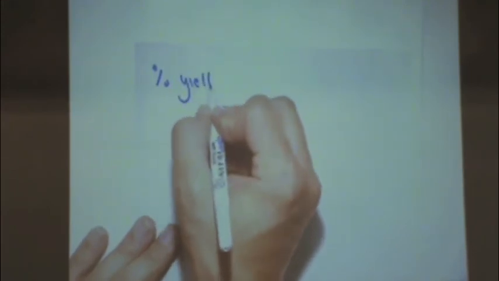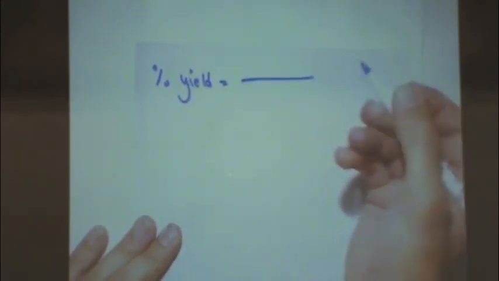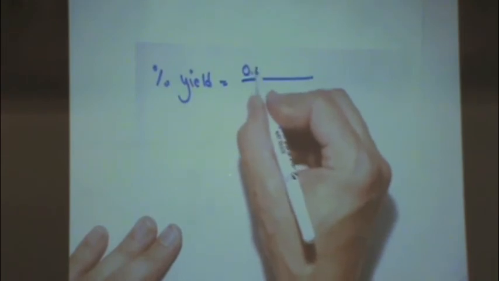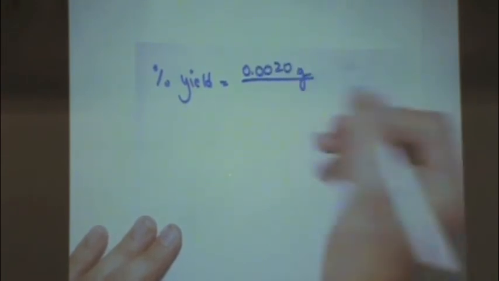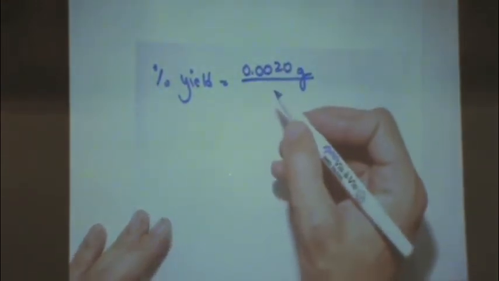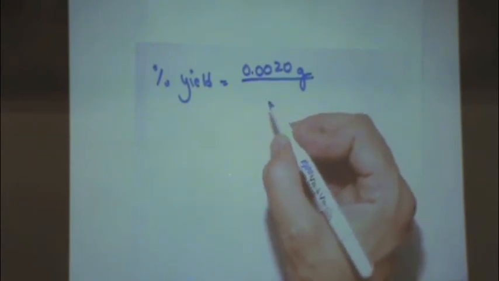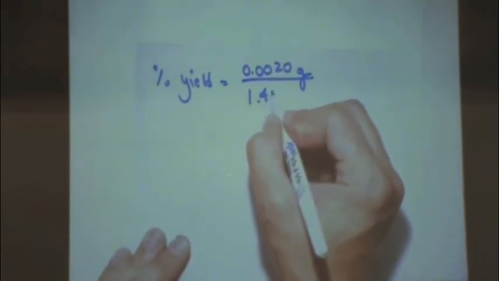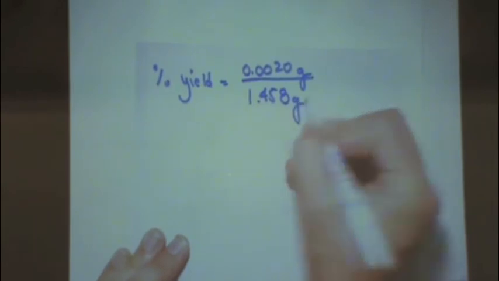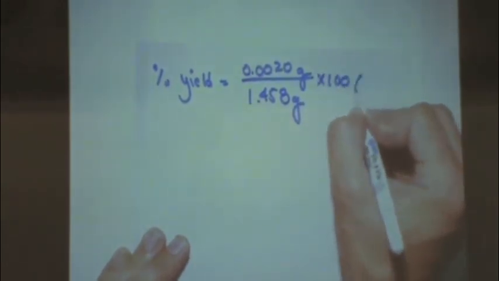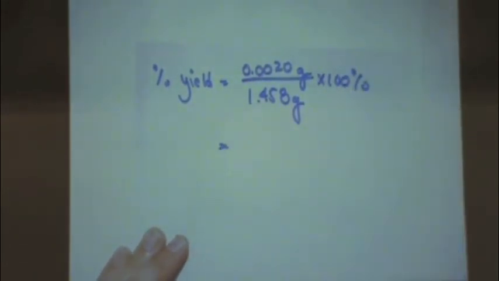Again, percent yield is going to be the actual or experimental, so this is how much was actually obtained, divided by what was calculated. We just found this number, 1.458 grams. We're going to multiply this number by 100%.